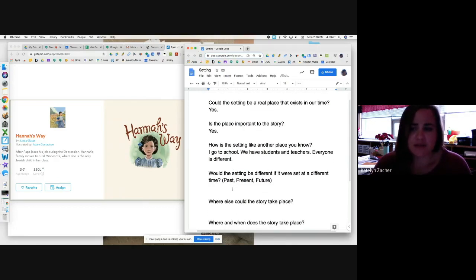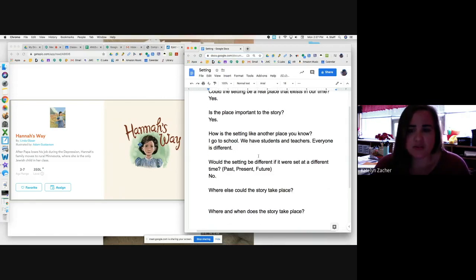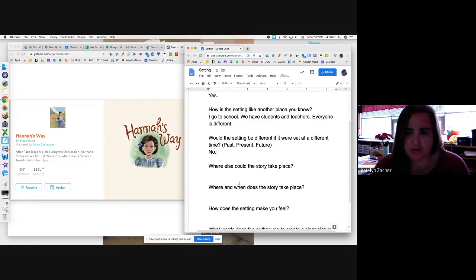Would the setting be different if it were set in a different time, in the past, present, or future? I don't think so. I don't really think anything would really change. The main idea of the story is that she was feeling a little bit different because of her religious differences. You know, that could be different now. There are people in our world who have different customs and rules and religions. So no, I don't think it would be any different.